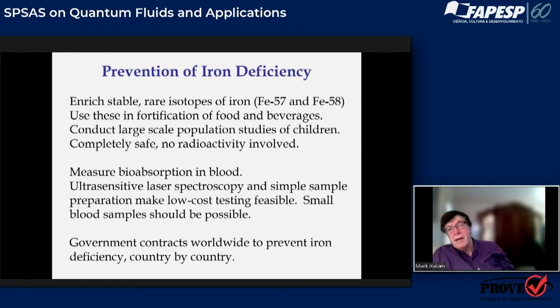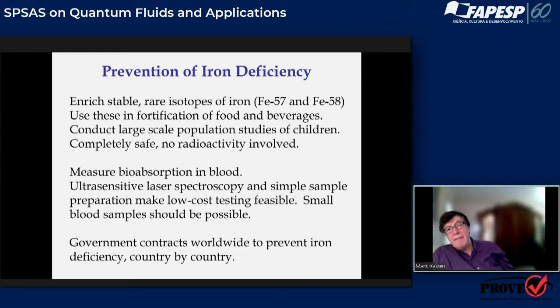The reason is the cost and availability. So first of all, these iron isotopes are very expensive. They typically cost $100 per milligram. So that means that to conduct large-scale population studies is just impractical. So using MAGIS technology, we can produce these enriched isotopes at much lower cost.